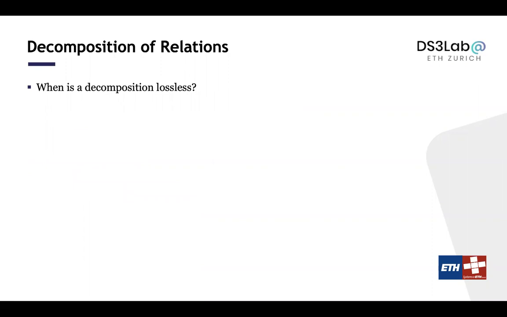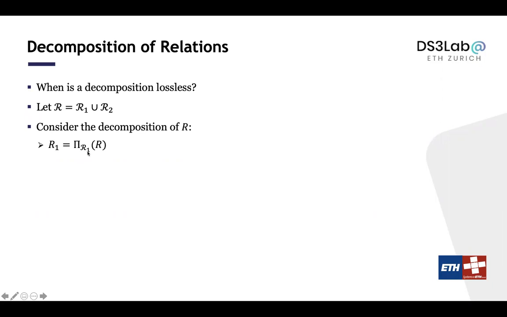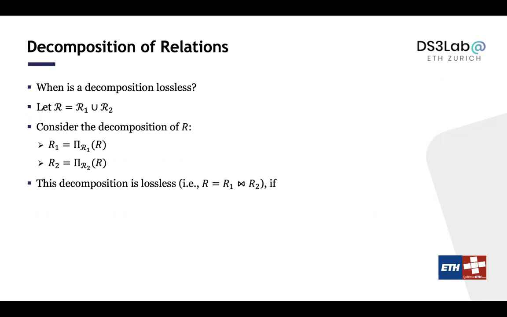So let's look at the lossless decomposition property first. When is the decomposition lossless? Let's think about this. You have relation R, and you decompose it into R1 and R2. For R1, you take R and do a projection on R1, and for R2, you do a projection on R2, okay? So let's say this is the decomposition. We want to understand when this decomposition from R to R1 and R2 is lossless. That is, when would it happen that if you join R1 and R2, you can fully recover the information of R.